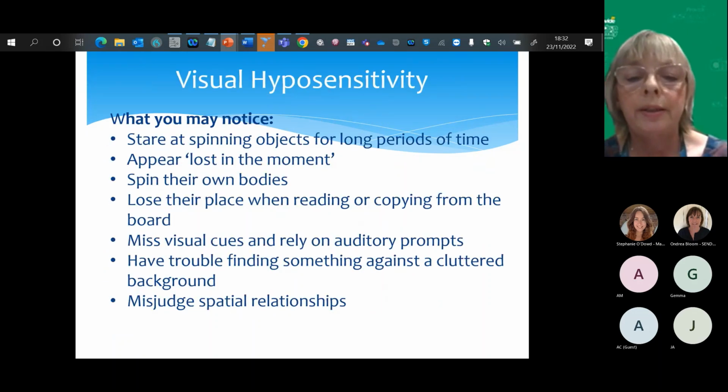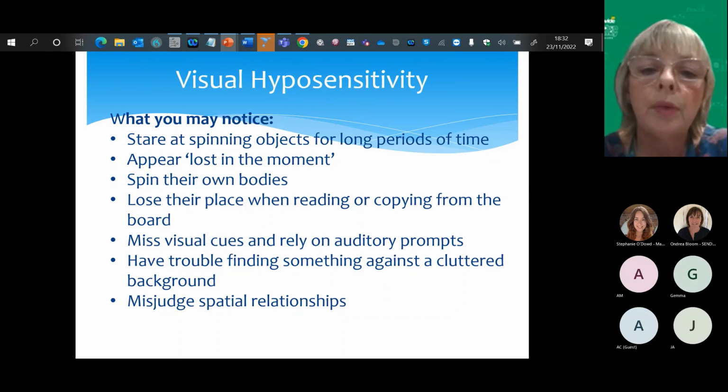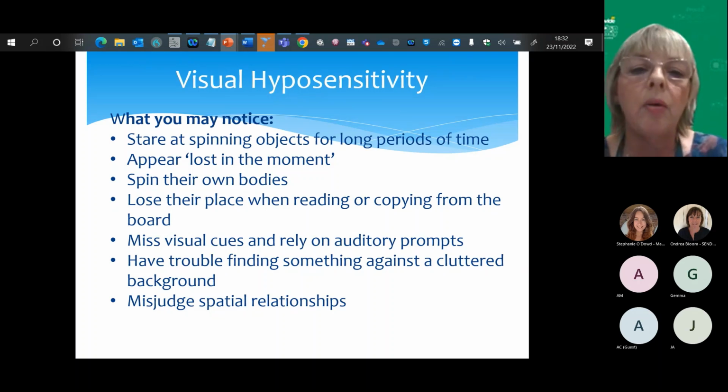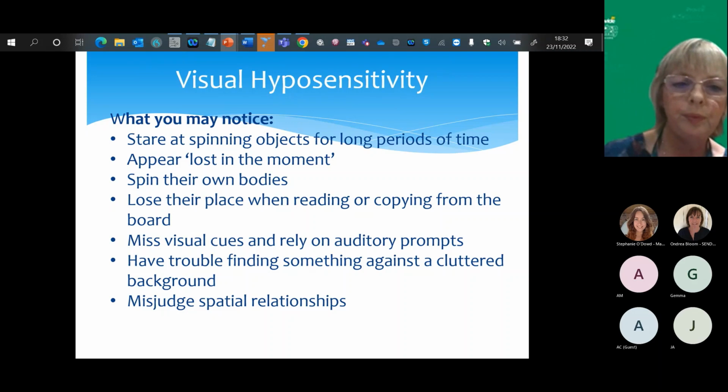Hyposensitivity is the opposite. A lot of children who are hyposensitive, that'll be the child that you notice will play with things and just sit and watch them for a long time and get lost in their own space, and be very, very fixated on screens, and that's because they're sensory seeking to get all that information.